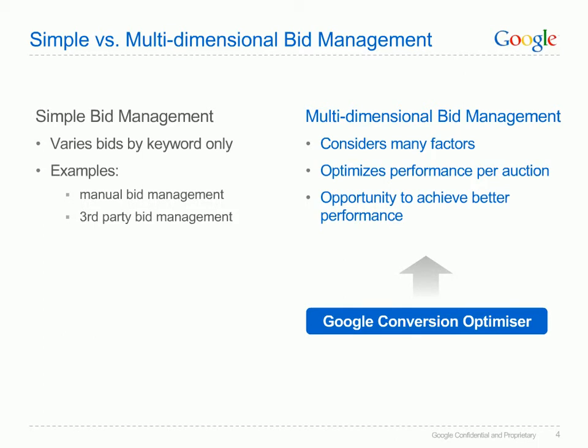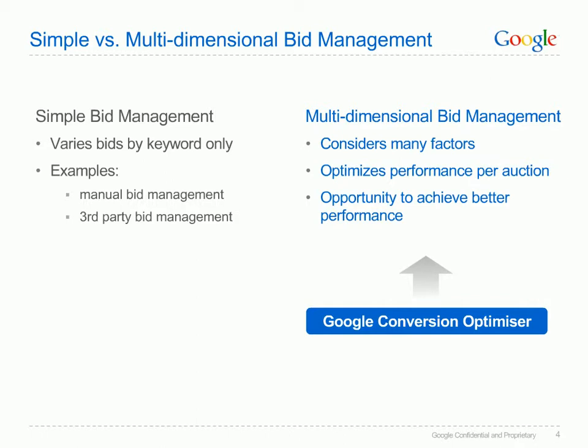To understand how Conversion Optimiser works and its benefits, it's useful to draw the distinction between simple bid management and multi-dimensional bid management. Simple bid management is probably what you're most used to. Examples include manual bid management or third-party bid management. The main thing to note about simple bid management is that it varies bids along only one dimension, keyword. So even though you may get different values from clicks for the same keyword, it isn't able to take that into account.